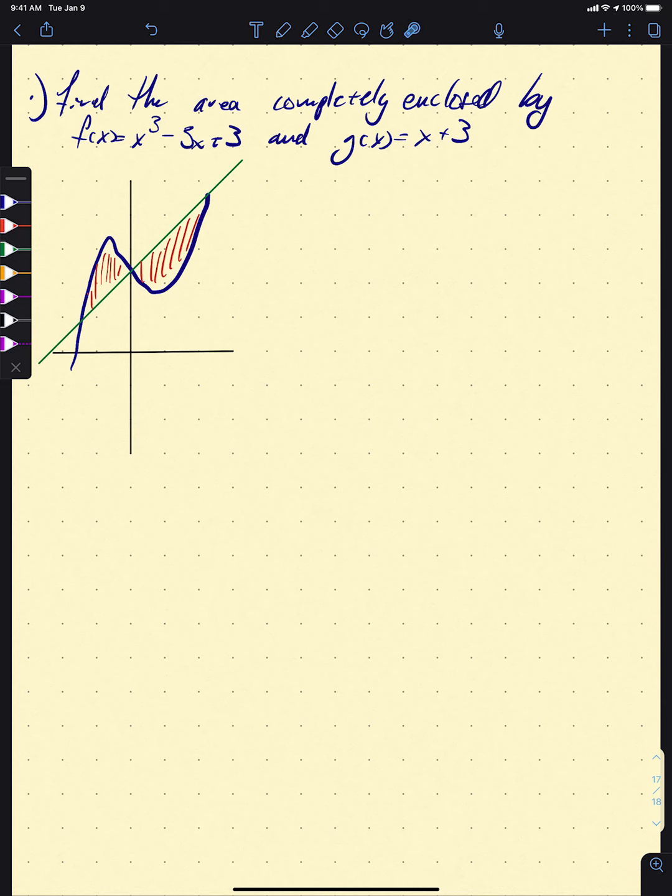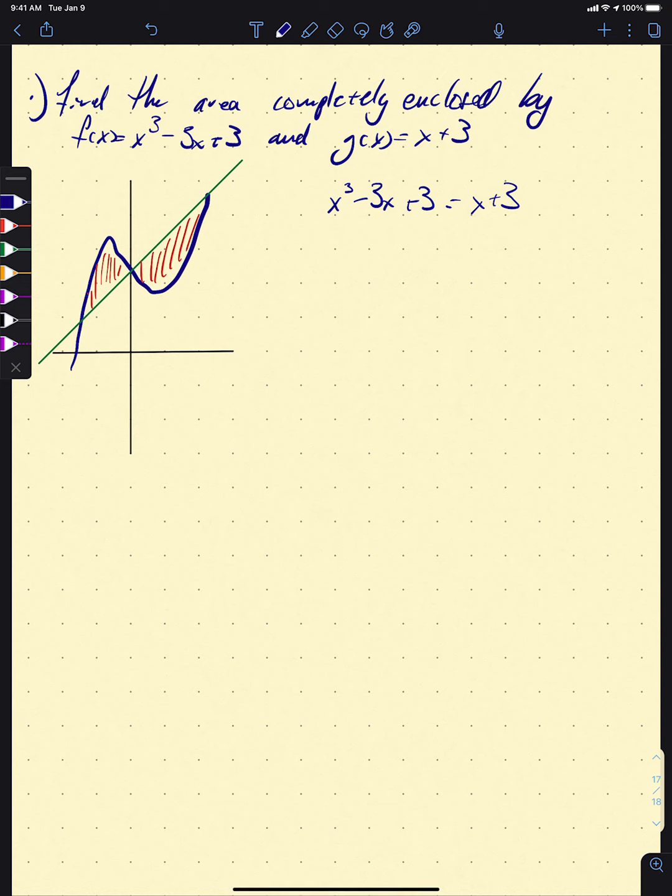We're going to have to find these 3 points, right? Do my first integral here with f as the larger function. Do my second integral over this region with g as the larger function. But in order to do that, of course, I need to find where these actual points are, right? So I need to figure out where x cubed minus 3x plus 3 is equal to x plus 3.